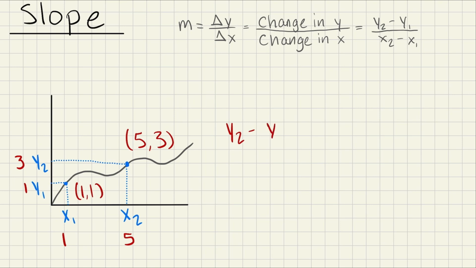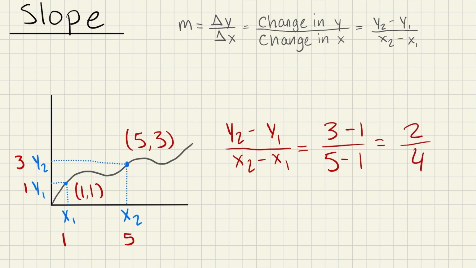We're going to plug them into the equation we saw just a second ago, y2 minus y1 over x2 minus x1. So after plugging them in, we get 3 minus 1 divided by 5 minus 1, which is equal to 2 over 4, or 1 half. So what does that tell us? Well, it means on average, for every 2 units we move to the right, we move 1 unit up. Or simply, the rate of change is 1 half over that interval.